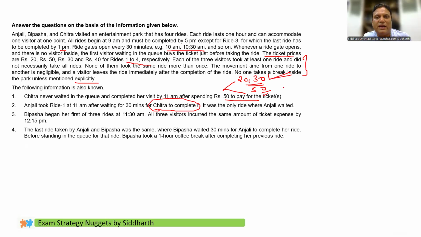I am looking for one deduction that I can do. It was the only ride where Anjali waited. Bipasha began her first of three rides at 11:30 a.m. Okay, she has taken three rides. That is given. All three visitors incurred the same amount of ticket expense by 12:15 p.m. Then one more point is given, but I have deduced just to evaluate. I am looking for one deduction that I have got from point number 2.